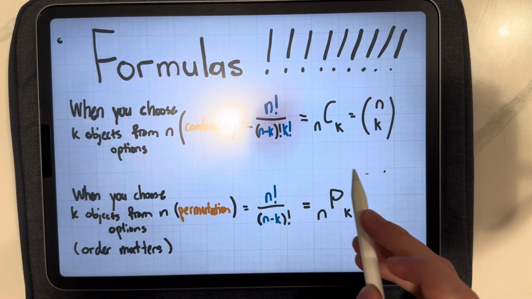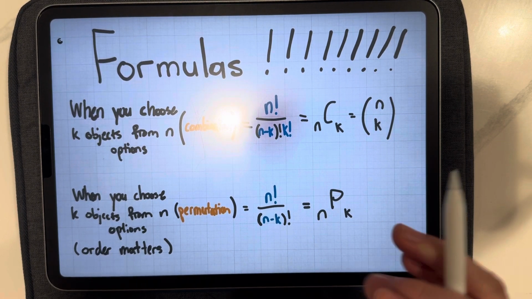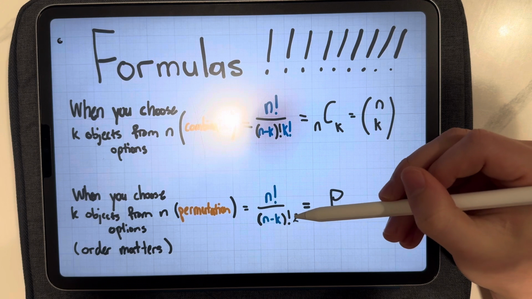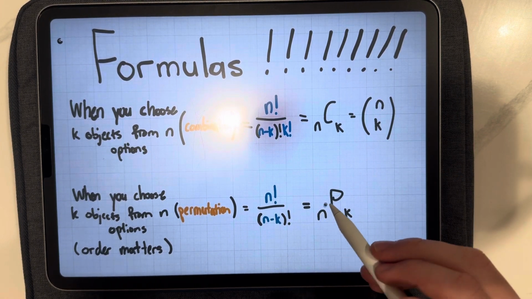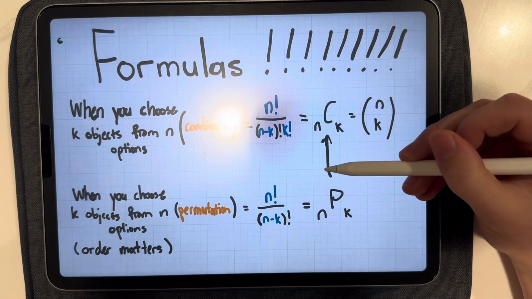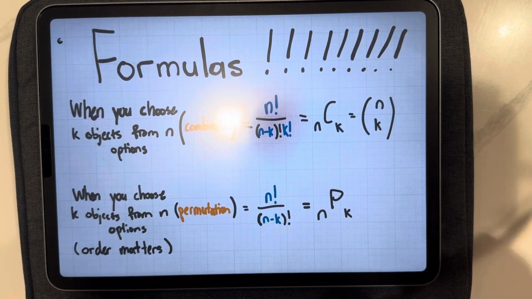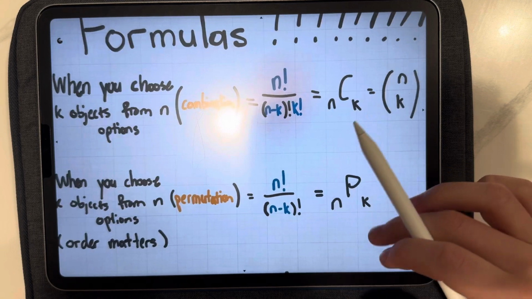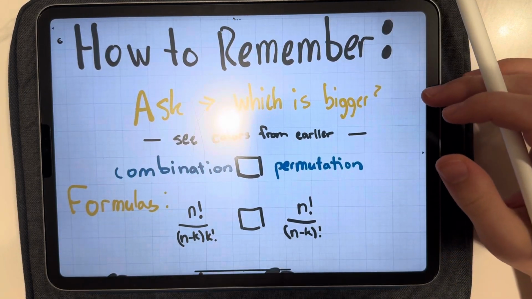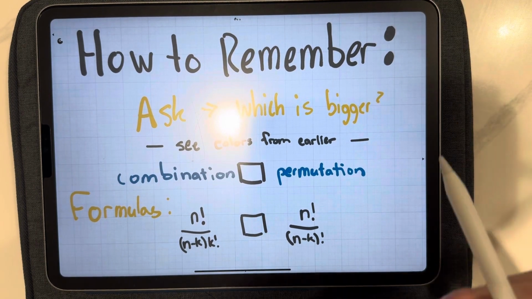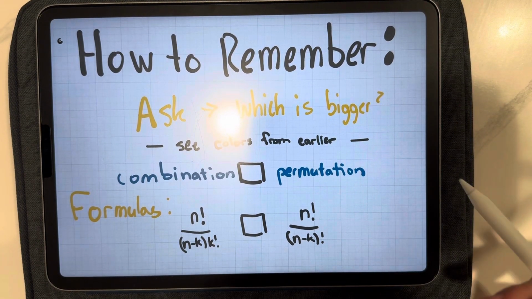Permutations, on the other hand, is a similar formula, but it just doesn't have this k factorial. This part is gone. And you can also write it as nPk, kind of like nCk. And sometimes this is a really difficult part. People don't know which one is which, like which one is a permutation, which one is a combination.